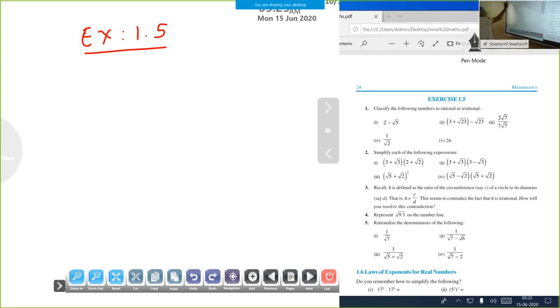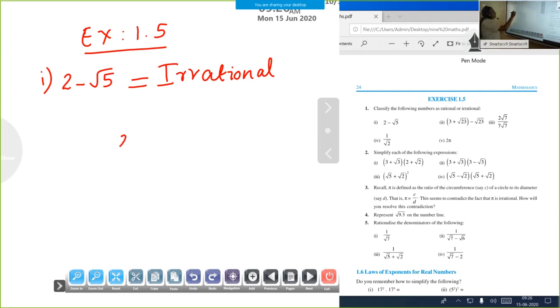In the first one, your number is 2 minus root 5. This is an irrational number, because root 5 is irrational. There is no specified value for that root 5. When you add, subtract, multiply or divide any number with an irrational number, the answer is also irrational. Suppose your question is 2 plus root 3. This is also irrational.